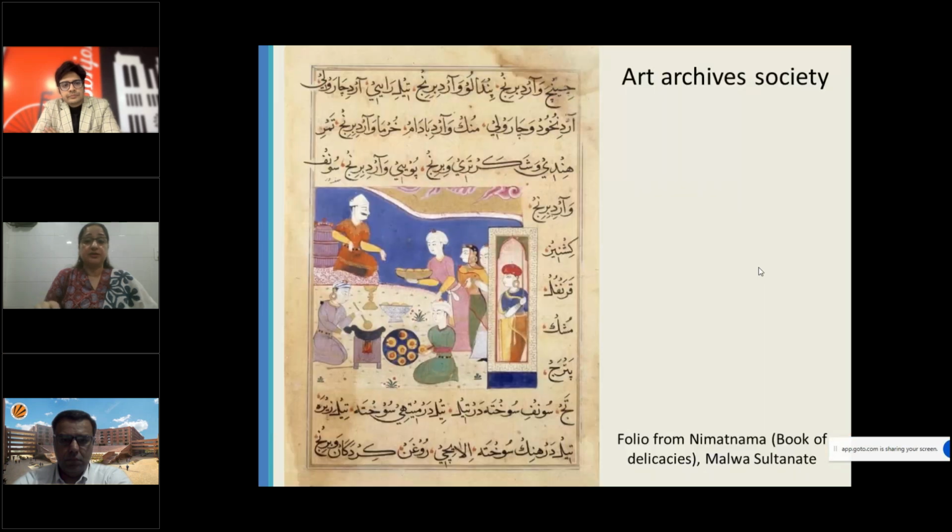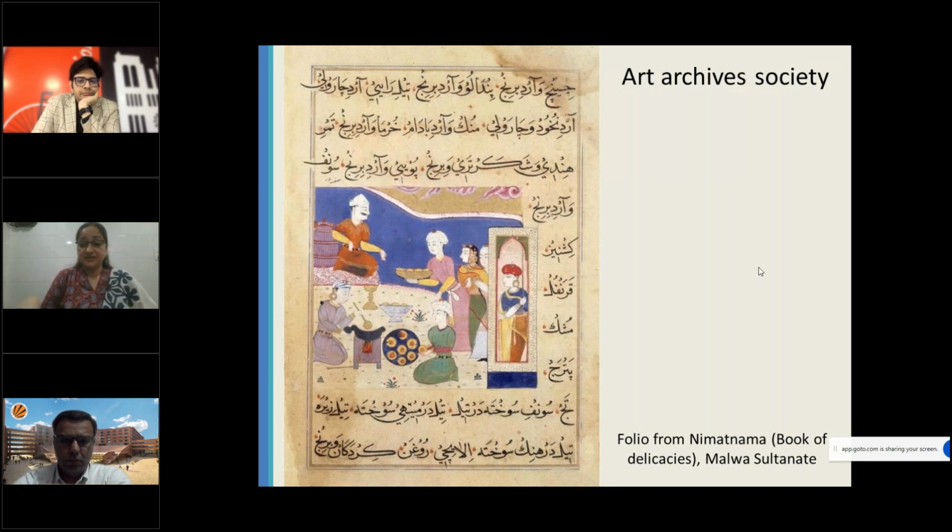Now, we all know that with the Islamic invasion, a lot of things changed. But before I talk to you about how Islam changed the country, I'm going to show you a very interesting folio. This is a page from a manuscript called the Nimmatnama, which is a book of delicacies. Now here, this is from the Sultanate. So when we talk about the Islamic rule in India, it is broadly divided into Sultanate and Mughal.